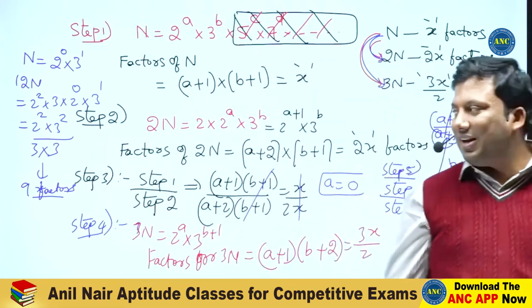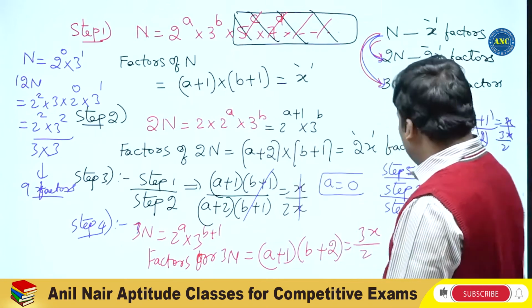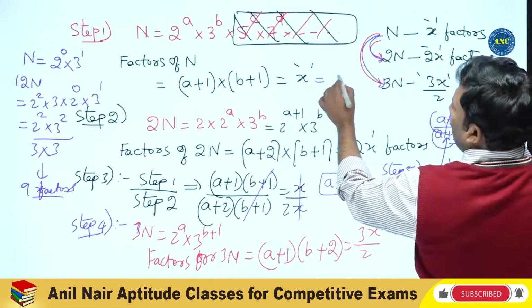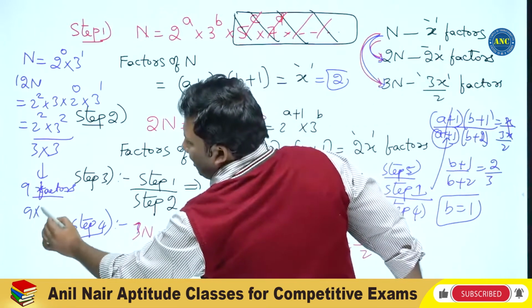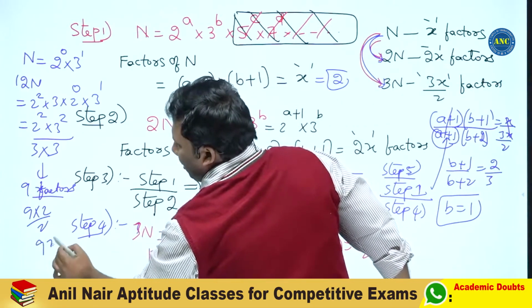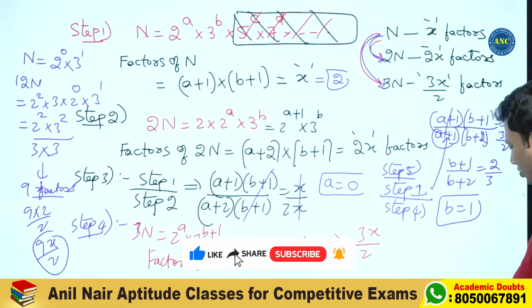What is the question that he is asking? So what is a value? 0. What is b value? X value, it is 2. So this can be written as 9 into 2 by 2. Answer is 9x by 2.